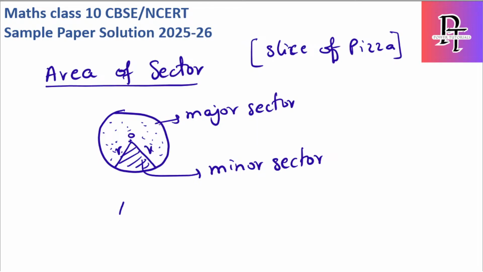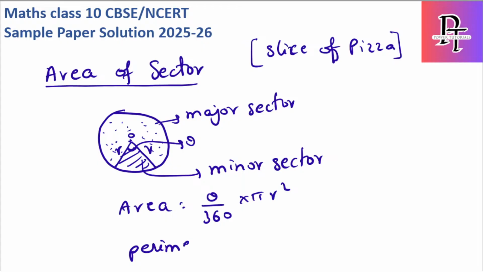So for sector we have 2 points. One is area of sector, which is theta by 360 into pi r square, where pi is the constant you already know, r is the radius of the circle, and theta is the angle subtended by the sector. This is theta. Then we have perimeter. So perimeter is equal to 2r plus length of arc, which is theta by 360 into 2 pi r. So this is length of arc.